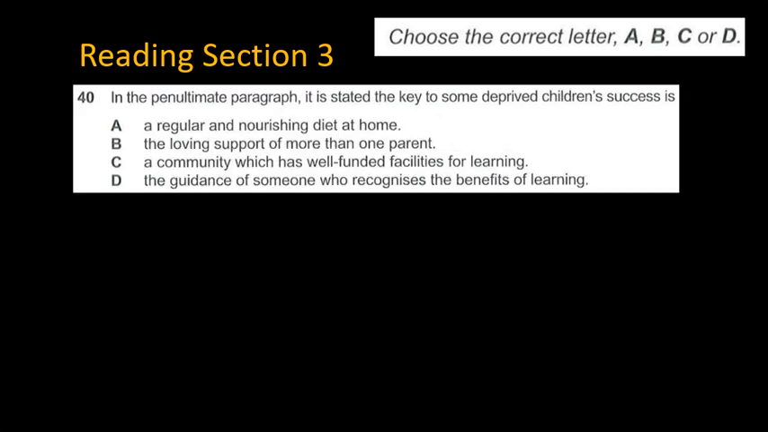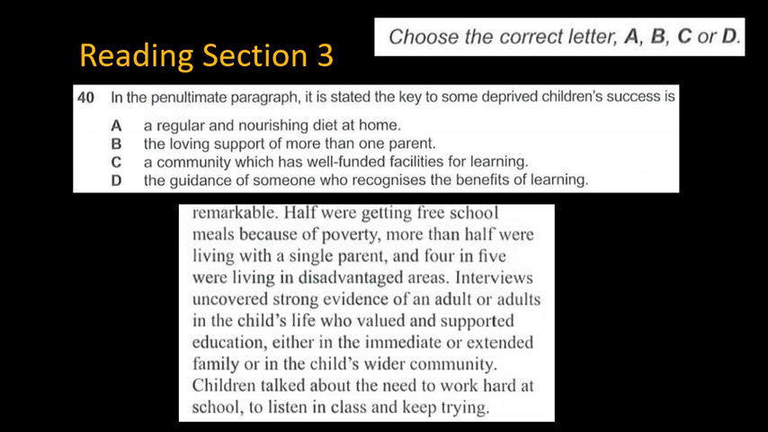And the final question of this reading test, number 40. In the penultimate paragraph, it stated the key to some deprived children's success is what? Penultimate means second last, or the one before the final one. So we can find that paragraph here. That's the second last paragraph.